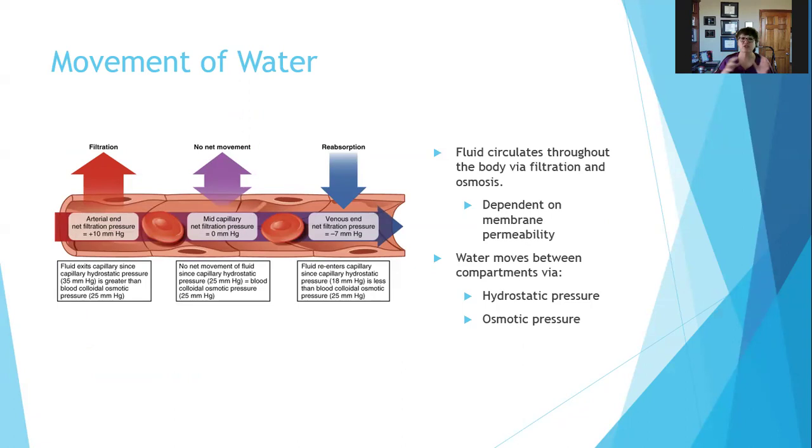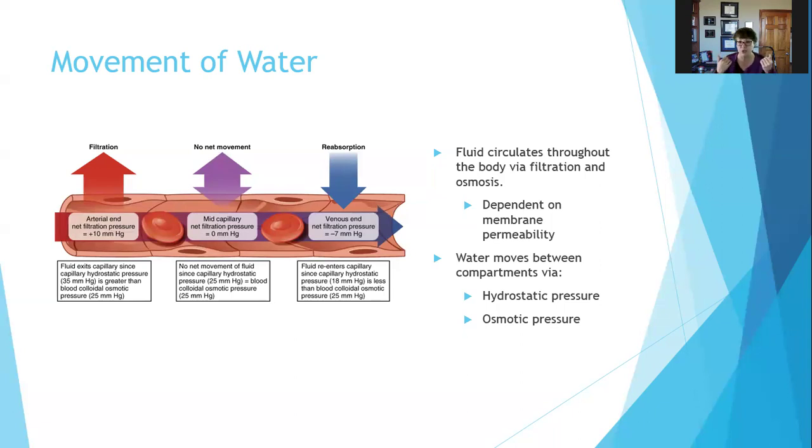So fluid is going to circulate throughout the body via filtration and osmosis. And filtration and osmosis are dependent on membrane permeability. So the cell membrane permeability and the permeability of the capillaries, so the water can get in and out of the intravascular compartment. Water moves between compartments either by hydrostatic pressure, which is a pushing force, or osmotic pressure, which is a pulling force.